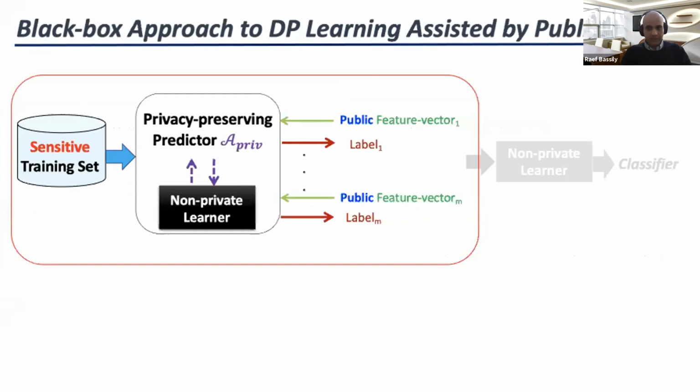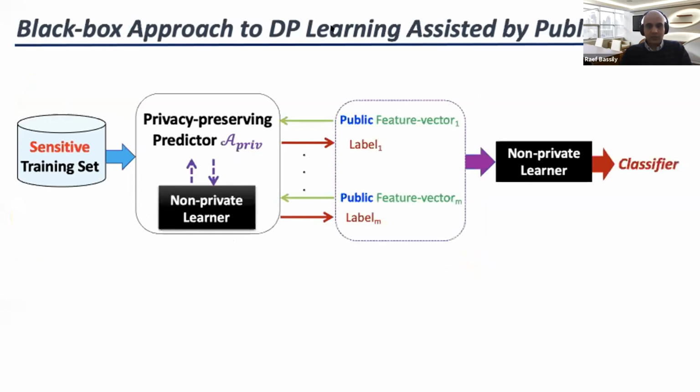And in the first stage, we build a differentially private predictor, denoted here as APRIV, that uses the private training set to provide privatized labels for the unlabeled public data set. So APRIV here is built using black box access to any generic non-private learner with good accuracy. In particular, as we'll see shortly, we post-process the outputs of this non-private learner in a differentially private manner to generate privatized labels for the public feature vectors based on the sensitive and private training set.